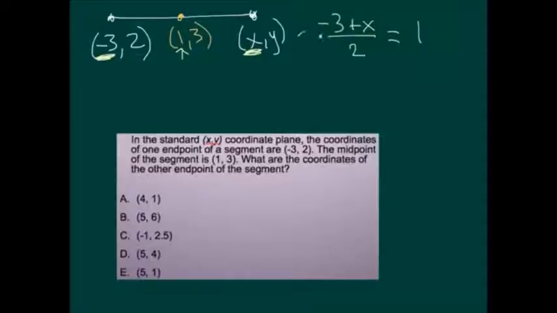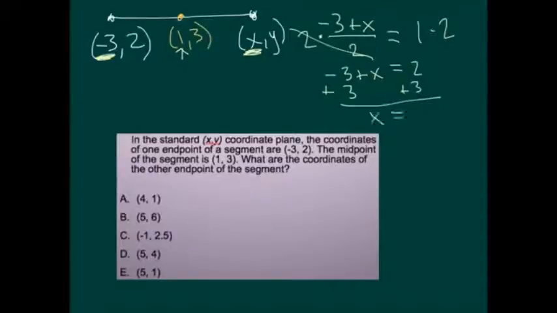Solving through, we multiply both sides by 2. We'll get -3 + x = 2. Add 3 to both sides, and see that x is 5. Okay, that means that we can eliminate A and C. Now we need to find y.